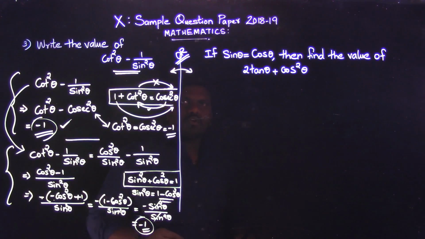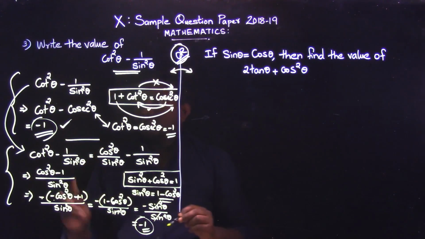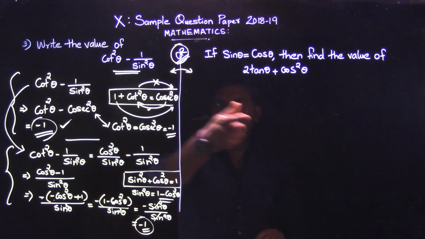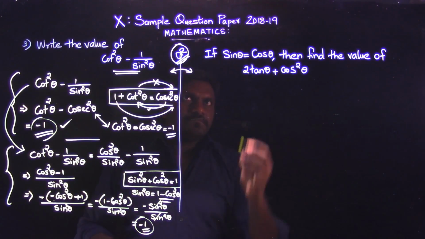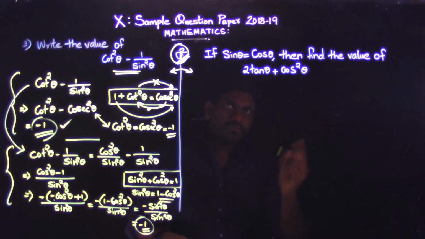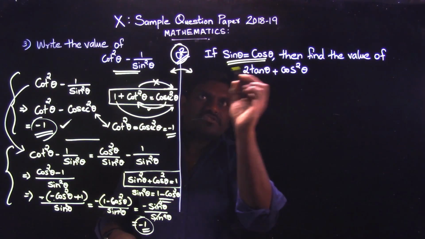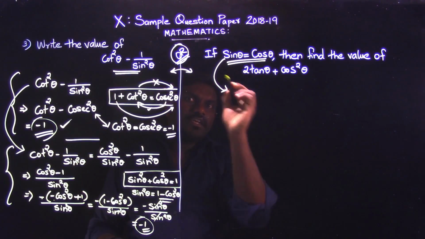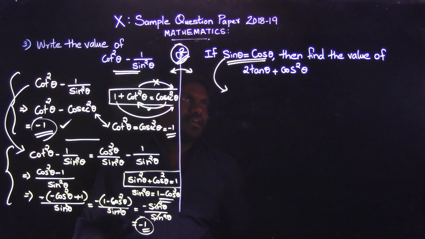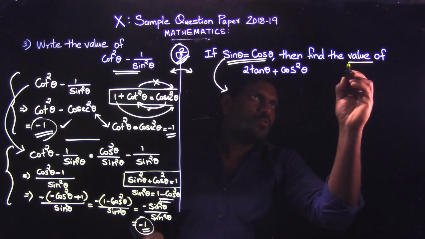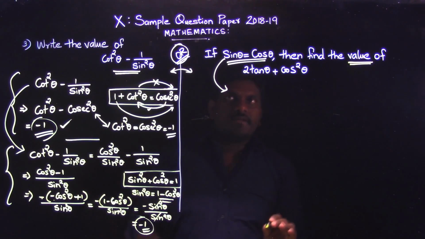Fine. So moving on to the OR question, as I have told you, there are two questions in three. If you cannot do this one and are not getting it, you can move on to the second question. Don't feel it's very tricky. It's been given that if sine theta is equal to cos theta, then find the value of 2 tan theta plus cos square theta. You are supposed to find the value of this.